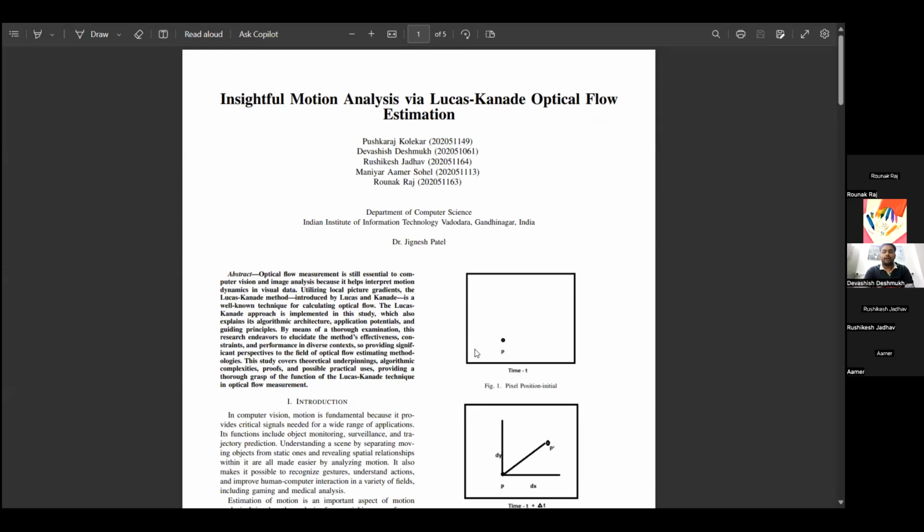As usually we see in nature, most of the objects are in motion. So this gives us insight for motion analysis. The motion analysis is usually done using optical flow estimation. So what is optical flow? Optical flow is an estimate of apparent motion of the scene points from a sequence of images.